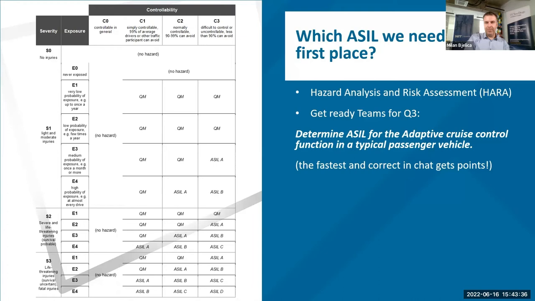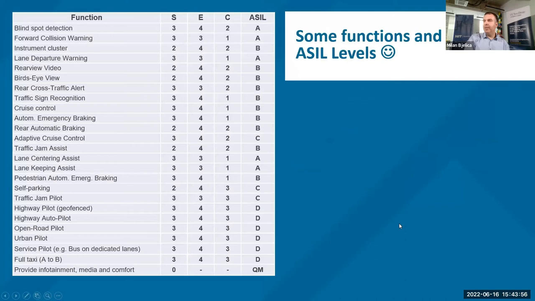Okay, 10, 9, 8, 7, 6, 5, 4, 3, 2, and the time is up. So let's see how some people did this for different functions and ACL levels. So this is the excerpt from different sources. To be honest, it's very, very hard to find out somewhere in the literature which are the ACL levels. We managed to source from different projects. So if we look here, adaptive cruise control is judged to be ASIL C. It says that it's three, four, and two.